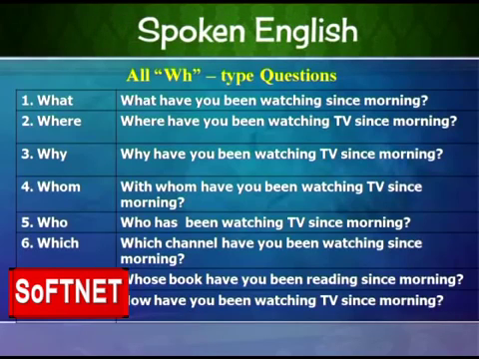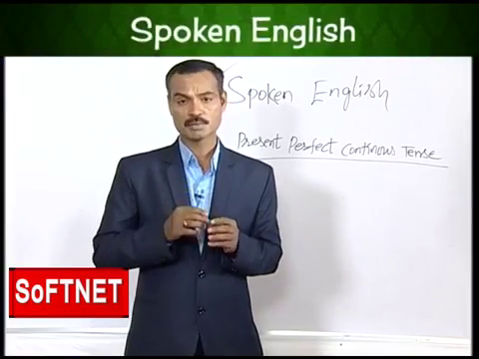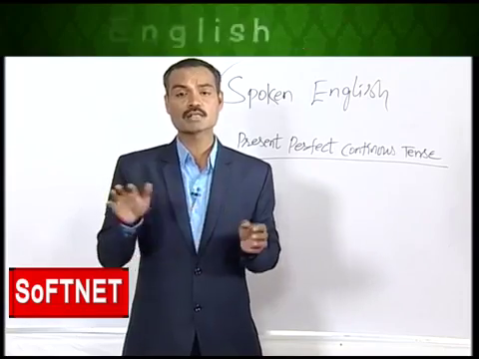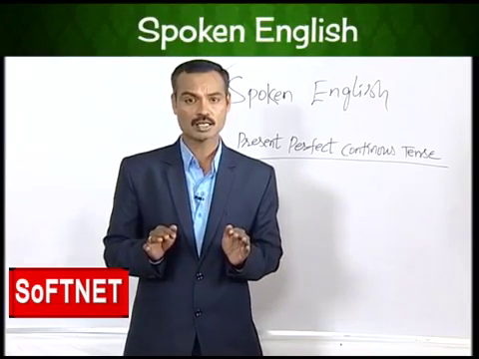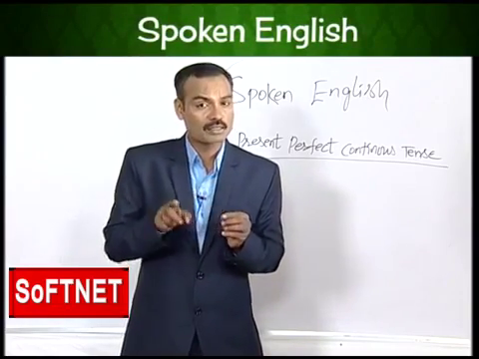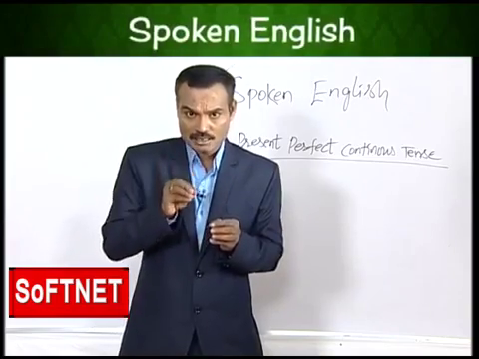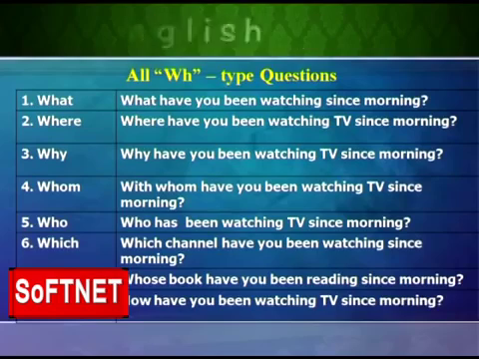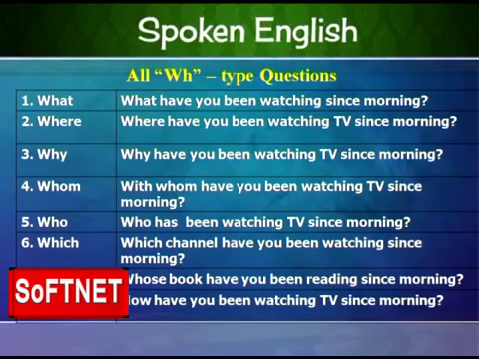Did you understand when we should use present perfect continuous tense? So friends, present perfect continuous tense is used to tell an action which was started in the past. But whatever work was started in the past should be going on even in the present. To tell such works only, you should use present perfect continuous tense.